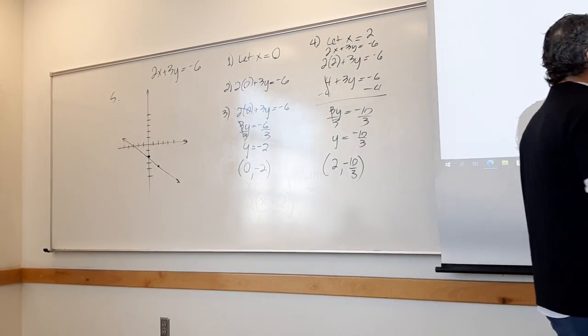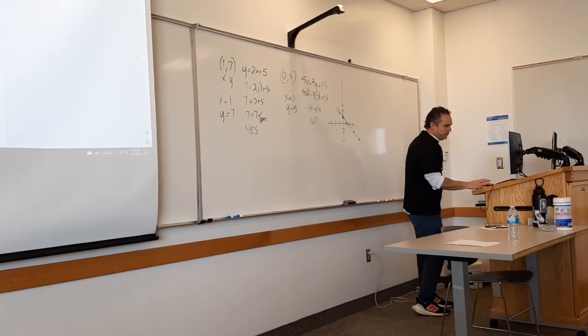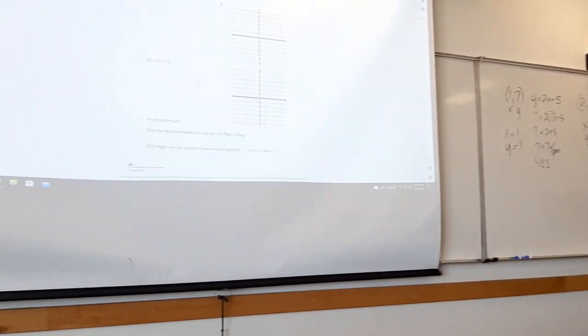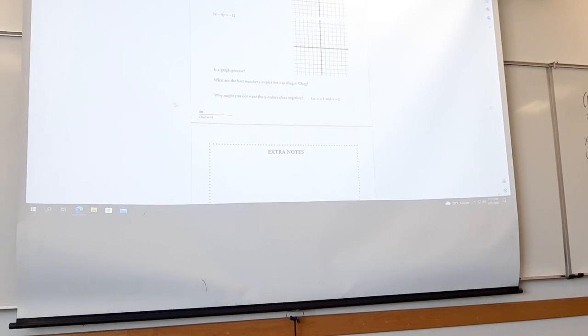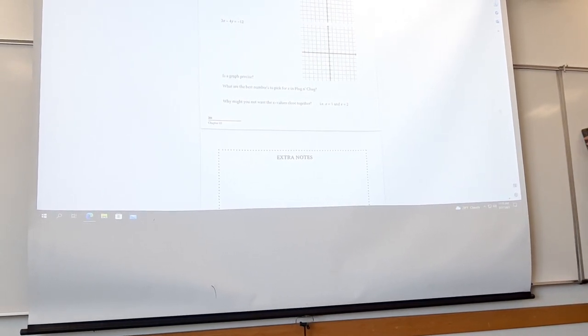We're going to really quickly do the last problem and get you out of here. Okay? The last problem is 3x minus 4y equals negative 12. Now I want you guys to help me. 3x minus 4y equals negative 12. What do you want to let x equal?